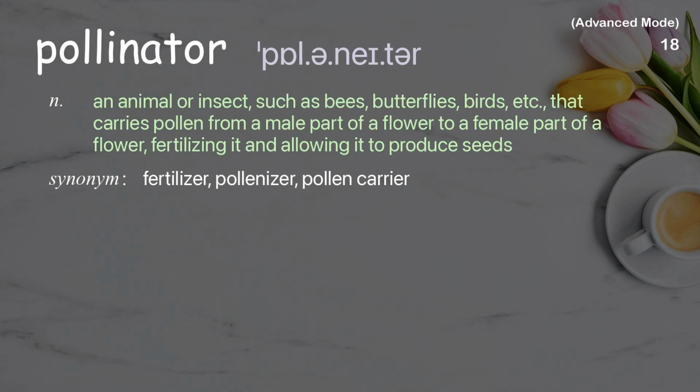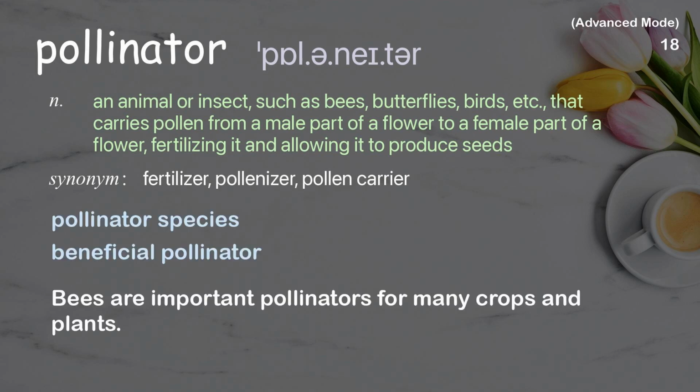Pollinator. An animal or insect, such as bees, butterflies, birds, etc., that carries pollen from a male part of a flower to a female part of a flower, fertilizing it and allowing it to produce seeds. Examples: pollinator species, beneficial pollinator. Bees are important pollinators for many crops and plants.